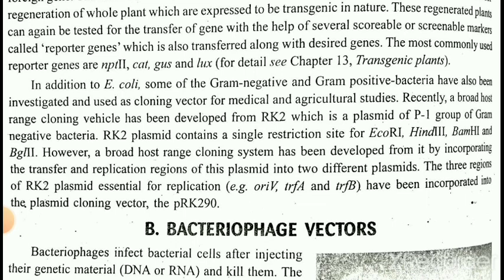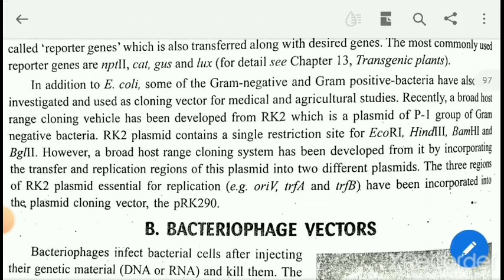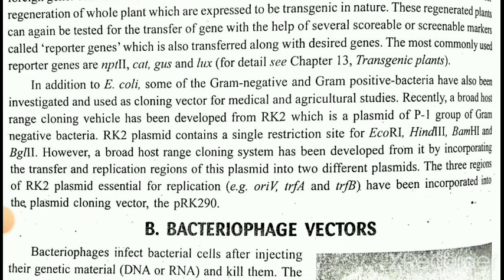The three regions of RK2 plasmid essential for replication, e.g., oriV, trfA and trfB, have been incorporated into the plasmid cloning vector, the pUC290. B. Bacteriophage vectors.